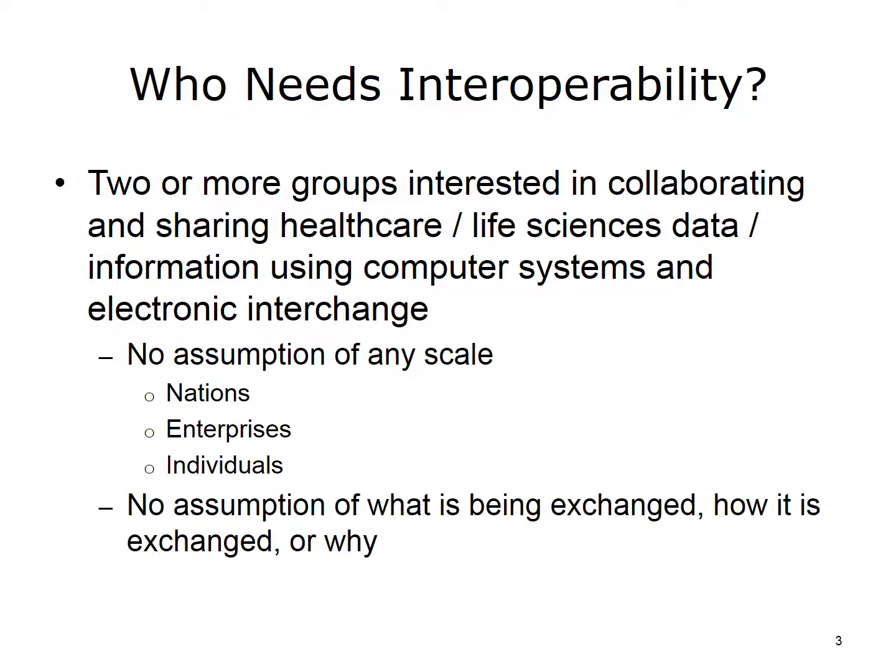Who needs interoperability? Two or more groups interested in collaborating and sharing healthcare and life sciences data and information using computer systems and electronic interchange. There can be no assumptions. The system can be of any scale: nations, enterprises, or individuals. There is no assumption of what is being exchanged, how it is exchanged, or why.